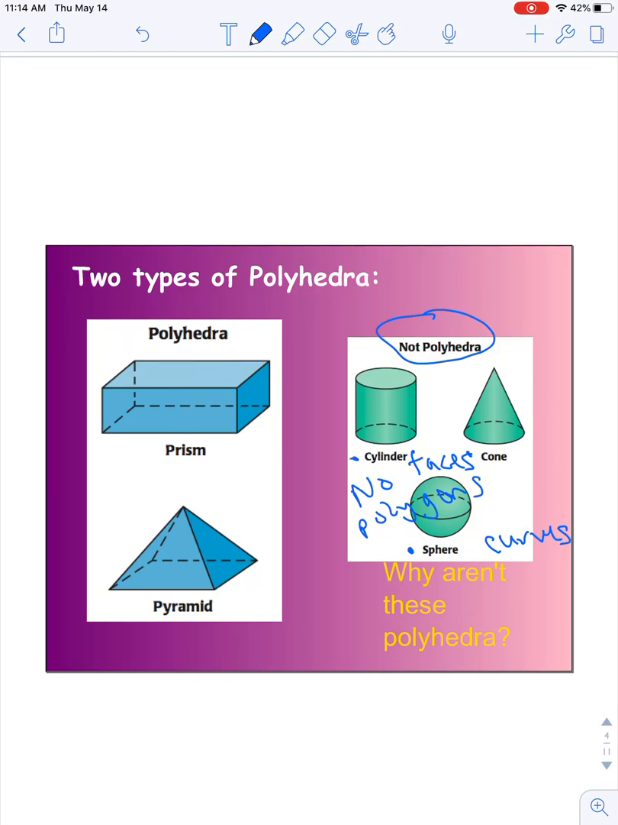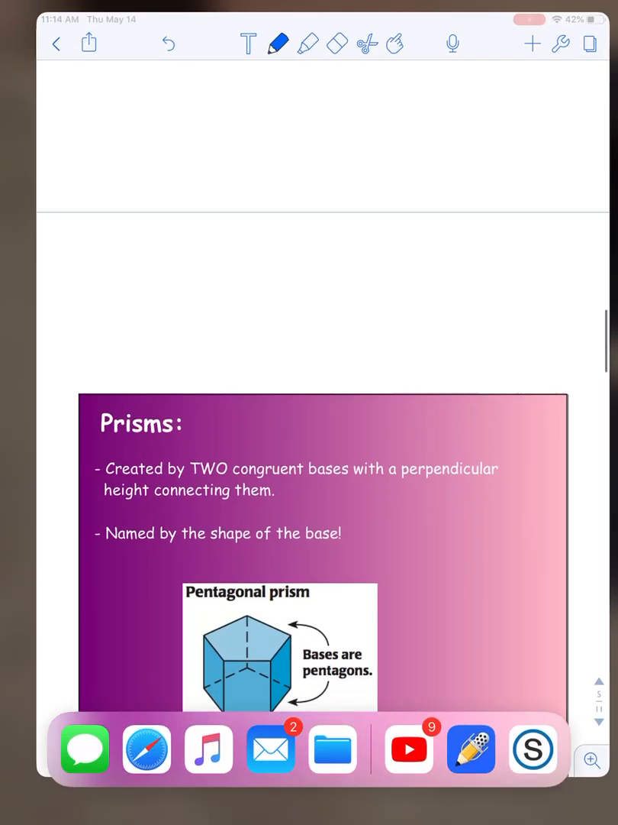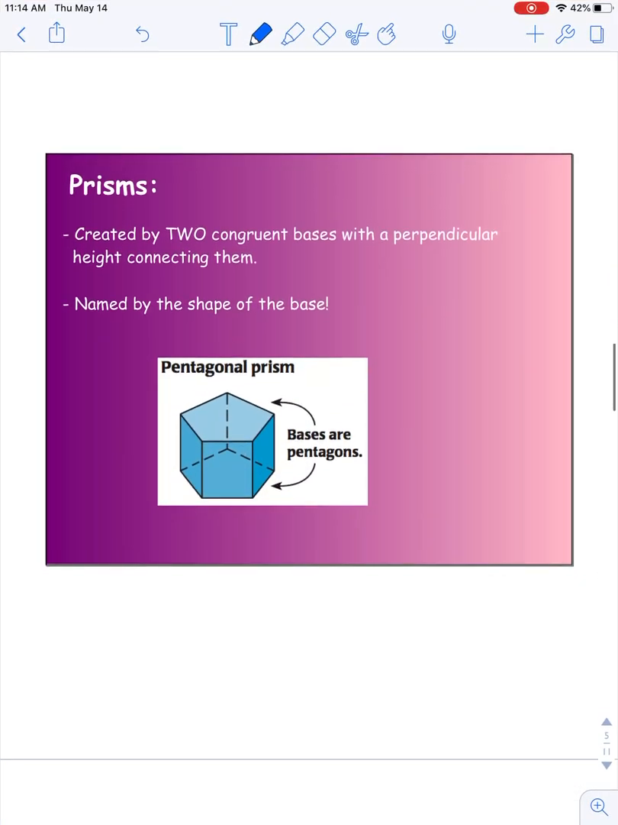All right, so let's look at the two types. First of all, we have prisms. Prisms are created by two congruent bases with a perpendicular height connecting them. So, and they're named by the shape of their base. Again, you might want to pause the video.